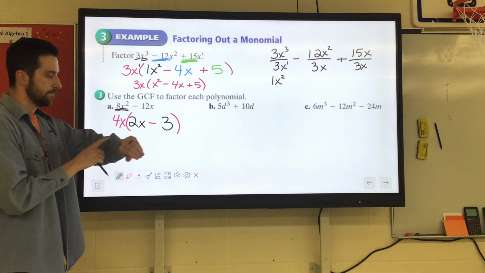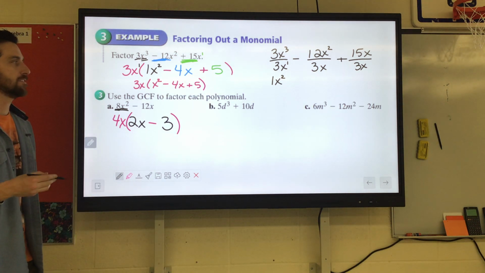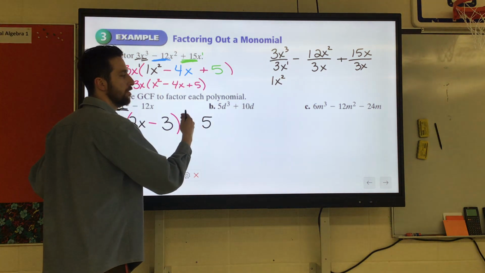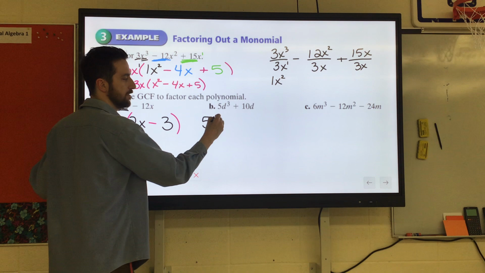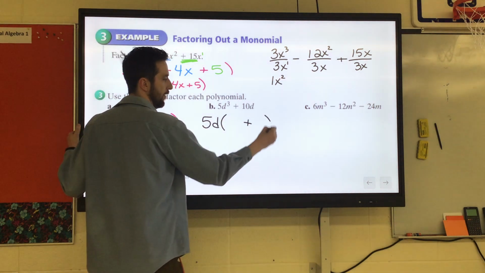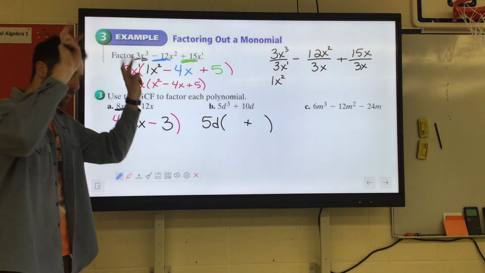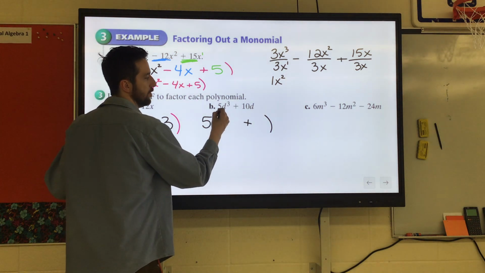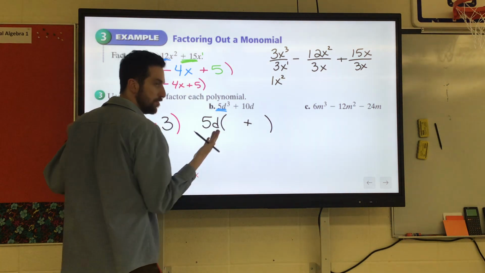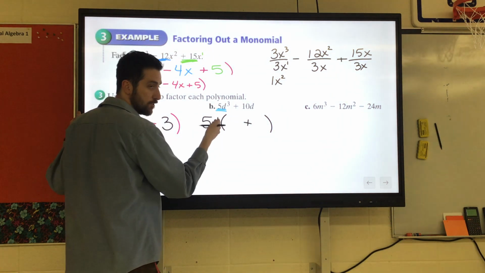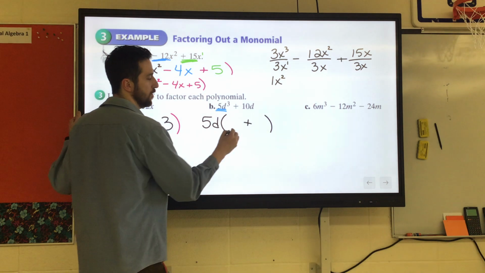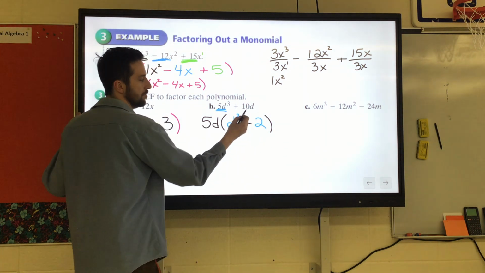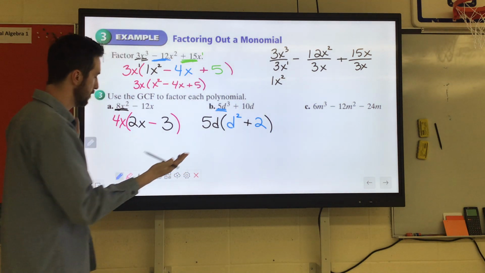Looking at B, 5d to the third plus 10d. 5 and 10, they have a 5 in common. Do they both have d? Yeah, they both have at least d to the first power. So again, we're dividing by 5d. Or 5d times what would give me 5d to the third? We already have the 5. We have d to the first, and we need d to the third. So we need 2 more of those. So d squared. 5 times 2 is 10, and we already have the d handled. So that would be it.